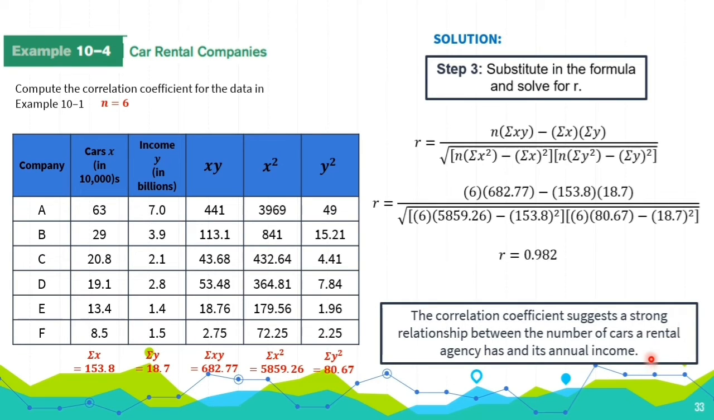And the correlation coefficient suggests a strong relationship between the number of cars a rental agency has and its annual income. So the correlation coefficient suggests a strong relationship because the value of r is close to positive 1.